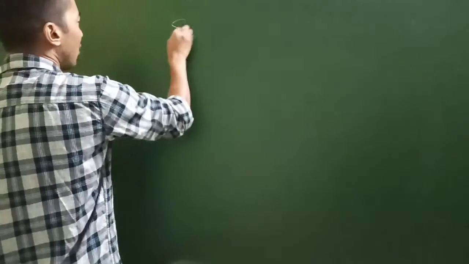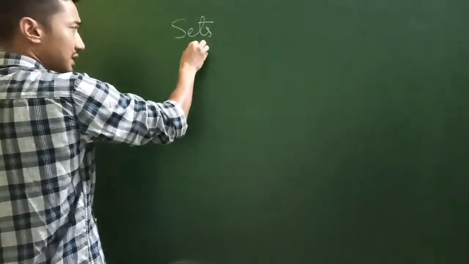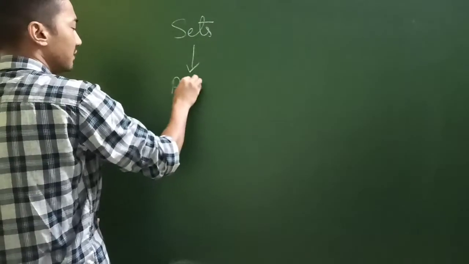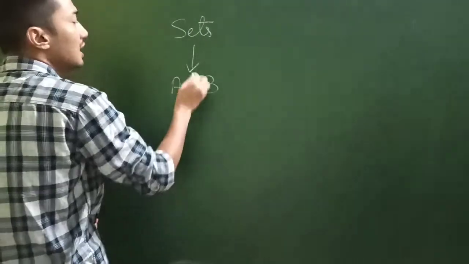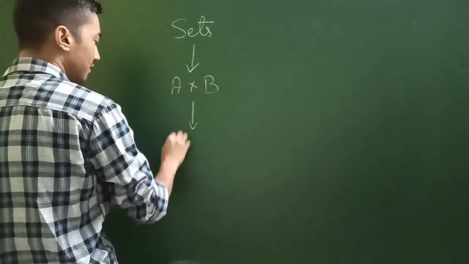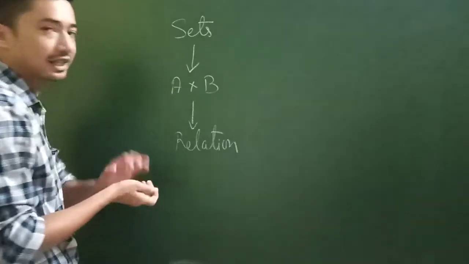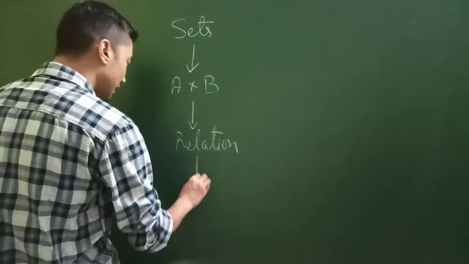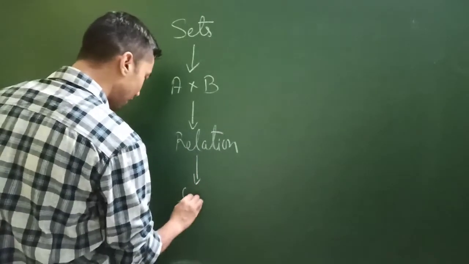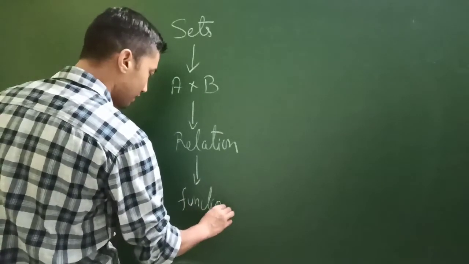Mathematically, let's see the difference. All this comes from sets only. Then of course we have the Cartesian product of sets. From the Cartesian product of sets we have relations. These are all special filtering, filtering relations. And then again, within relations we have functions.